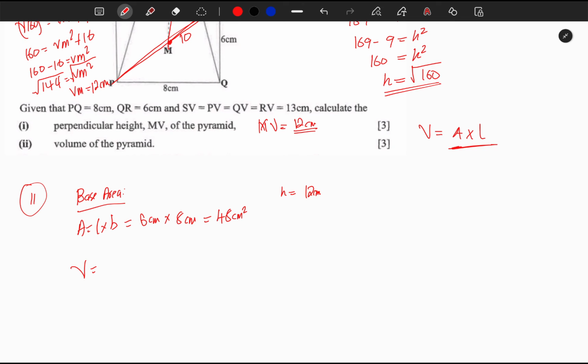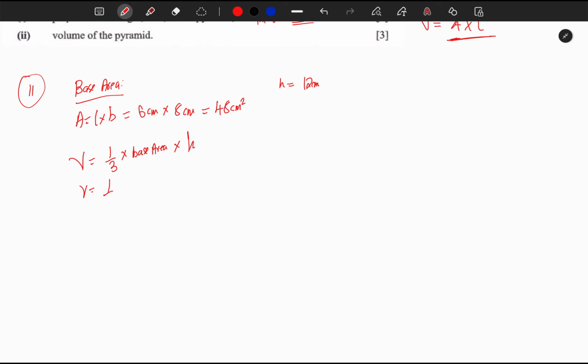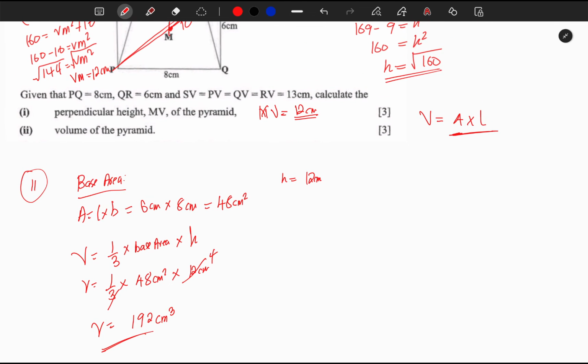So how do we find the volume of a pyramid? The volume of a pyramid is given by 1/3 multiplied by base area multiplied by height. So the volume is 1/3, the base area is 48 square centimeters and the height is 12 centimeters. There we get 4, and there we're getting 192 cubic centimeters as the volume. It's done.